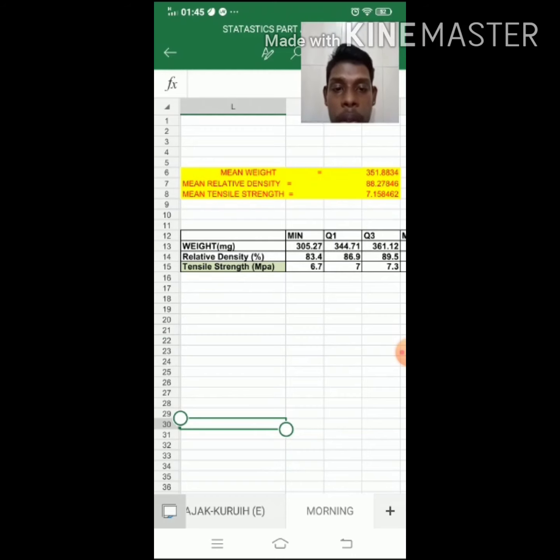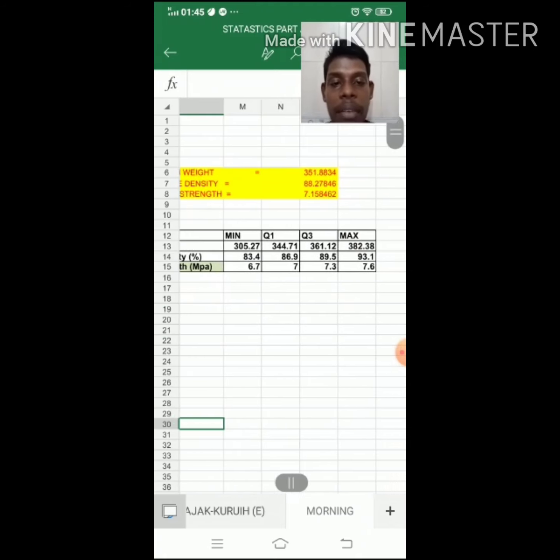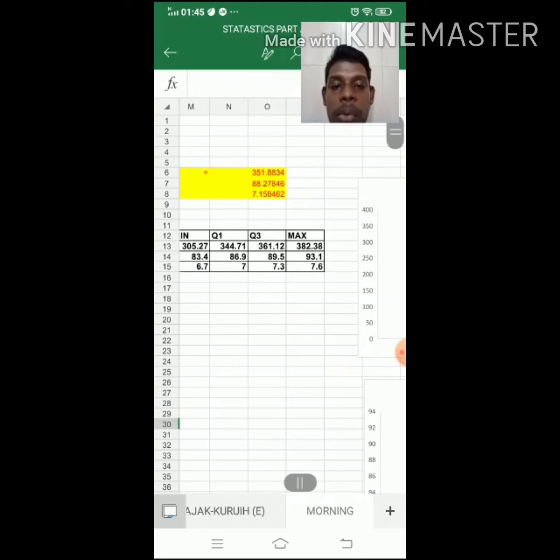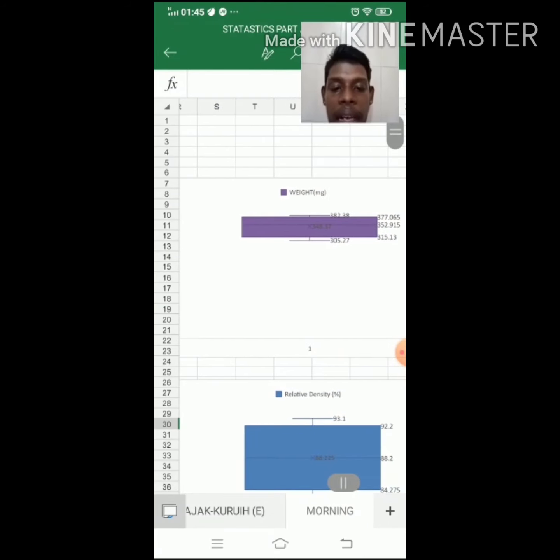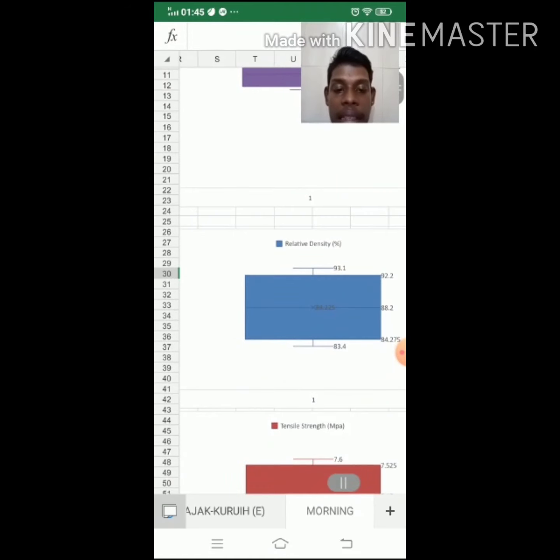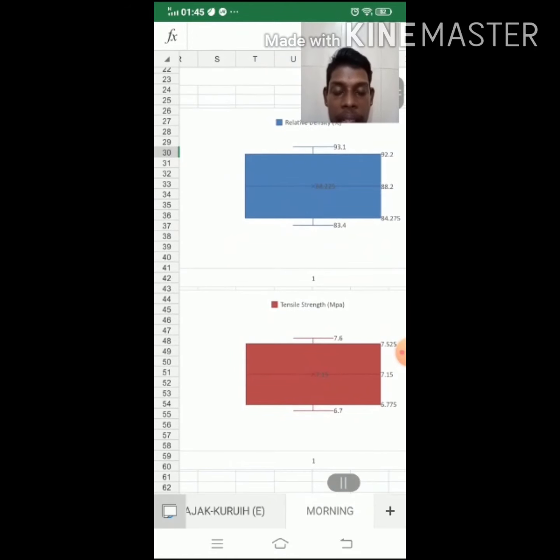We also need to draw the box and whisker diagram. First we need to calculate the mean value, first quartile value, third quartile value, and the maximum value. By using this we are able to draw the box and whisker diagram for the weight, relative density, and the tensile strength for the morning shift.